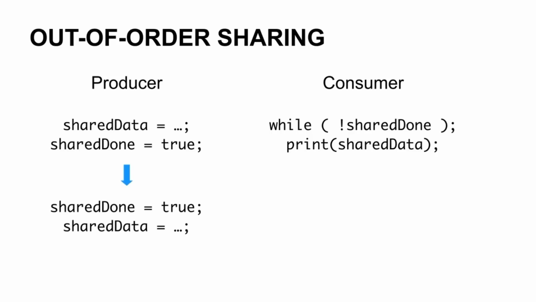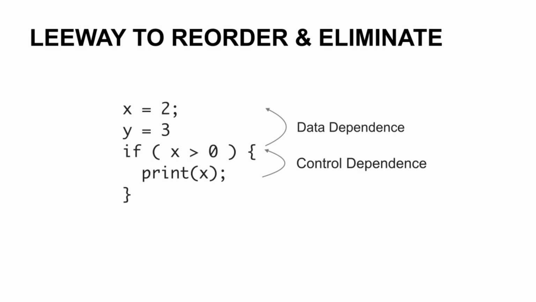What you should really do in this case is introduce a synchronized block and use wait and notify. But this isn't a talk on concurrency, so we're not going to go into all that detail. I just want you to understand how the compiler complicates things. Basically, the compiler has the leeway to reorder and eliminate whatever it feels like, unless you tell it that there is a synchronizing action or there is some sort of dependence like we've already seen, whether it be a control dependence or a data dependence.